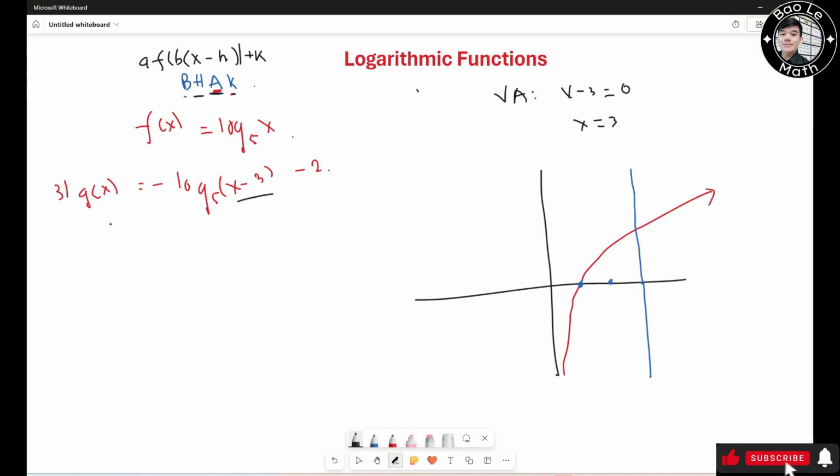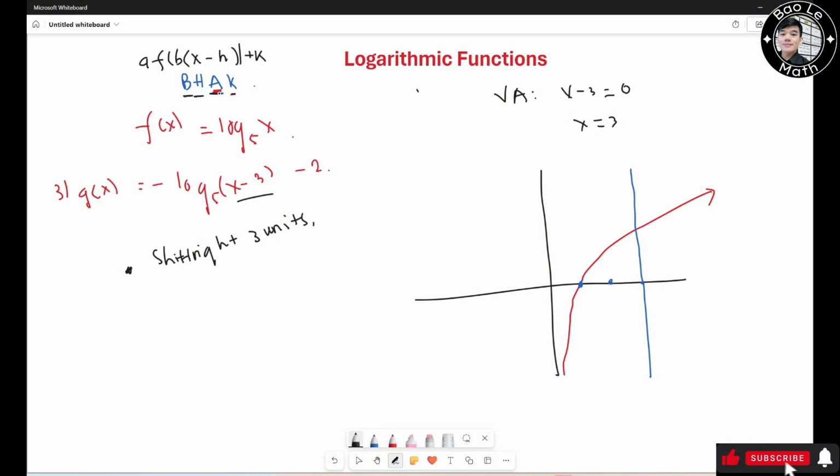Alright, so now I look at this one. I need to do horizontal dilation first, b. So there is no horizontal dilation. I skip this one. Next one, horizontal translation, right? So actually, the function f(s) shifts 3 units to the right?